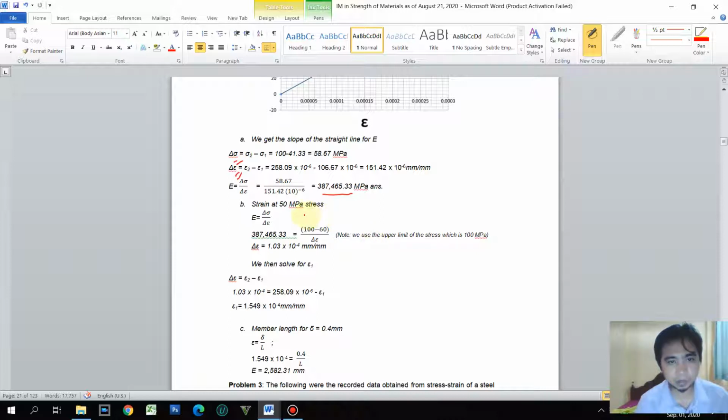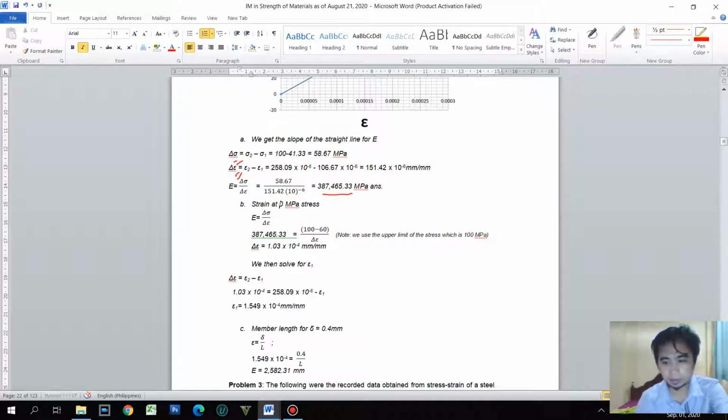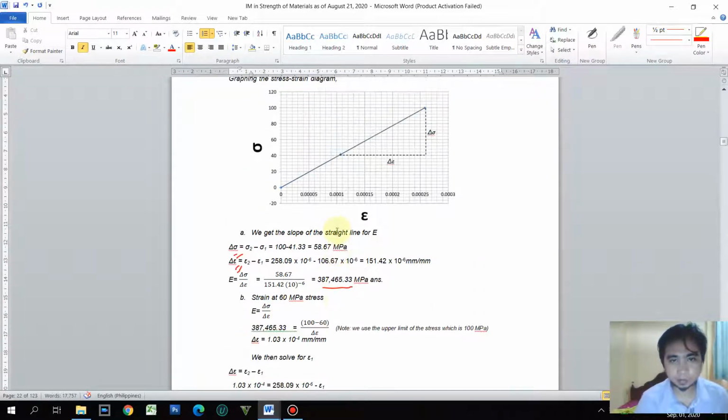So what is the corresponding strain at 50? So I think this is a clerical error, no? This should be 60. So again, what is our basis? Remember that the slope already is defined by E. That is the slope because that is it.